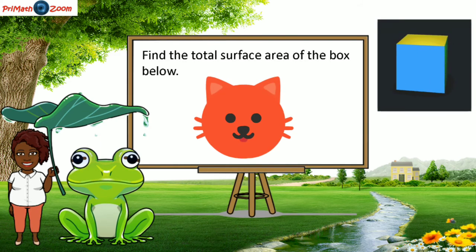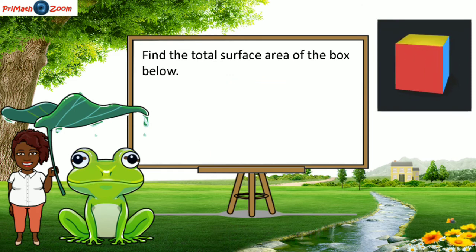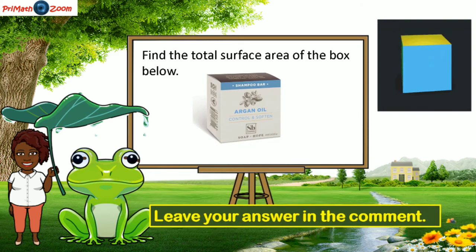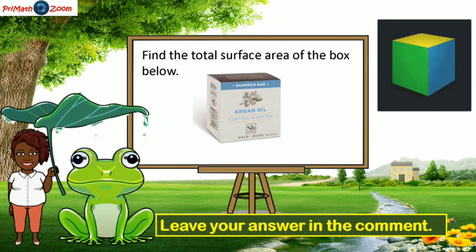Now it is your turn, and I want you to find the total surface area of the box below. Now this box holds a shampoo bar, and remember, cuboids are all around in our environment. So for example, even our toothpaste box is a cuboid. So we can find different cuboids in our environment, such as this box of shampoo bar. So I want you to find the total surface area and leave your answers in the comment, and I'll give you a feedback.